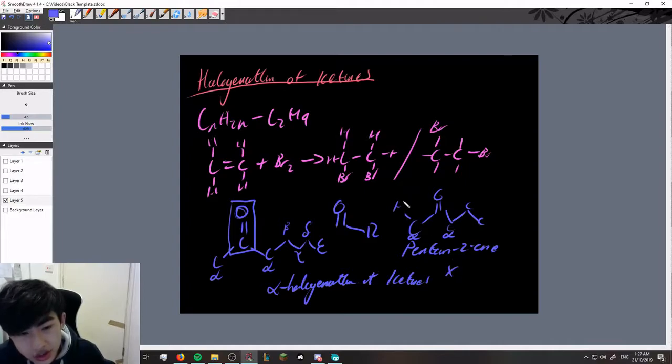So one hydrogen could be replaced by a halogen on this carbon, or a hydrogen could be replaced with a halogen on this carbon, and it'd still be the alpha halogenation of ketones, even though 2 different products are formed due to their isomeric differences. So we also said the X would be the way that we denoted halogens, but most of the time halogens are diatomic, so X2 is the easiest way to denote that.